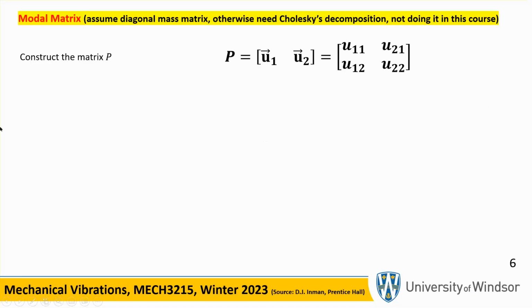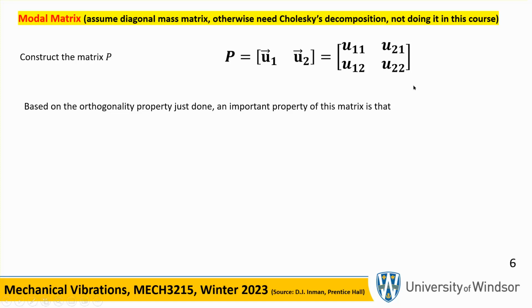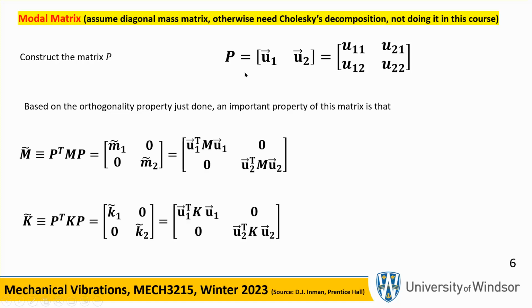Here's the story. Take the first mode shape, put it in the first column. Second mode shape, put it in the second column. You get two vectors like that. Each one of them is a mode shape. This is U1, this is U2, and this is called the modal matrix. Okay, it's called the modal matrix. P is the modal matrix. Now, I will leave it to you to show this.